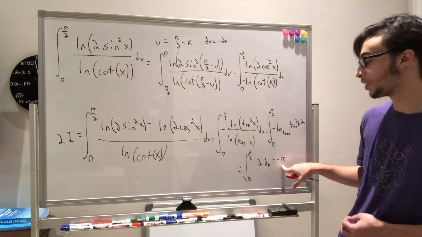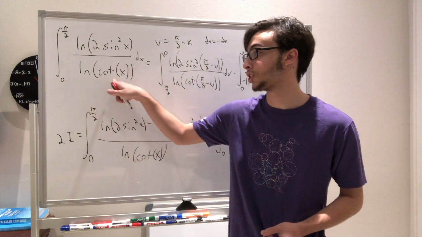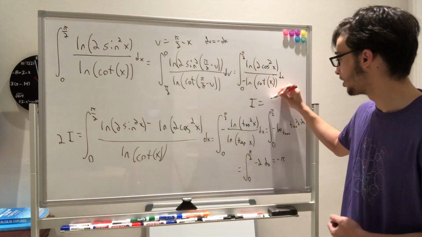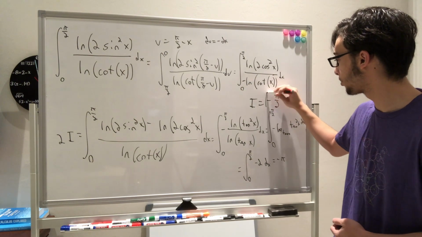However, we didn't want to solve for this. That was 2 times what we want to solve for, I. So we need to divide both sides by 2, and we get that I is equal to negative pi over 2, and we are done with the problem.